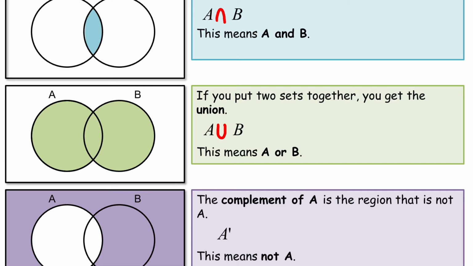So let's just remind ourselves of our Venn diagrams. The area in the middle is called the intersection. This means A and B. A or B is when you have two sets together. This is A union B. The complement of A is the region that does not include A.